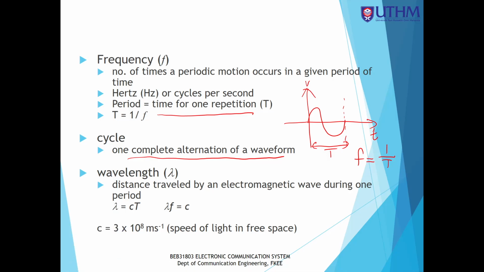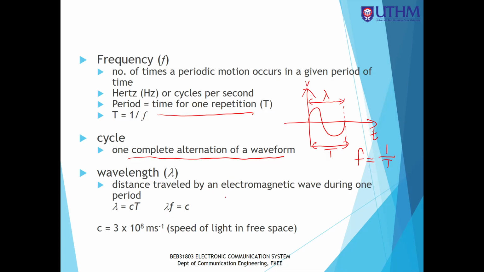Okay, untuk satu kitaran lengkap, berapakah jarak yang telah dilalui oleh gelombang ini? How far has the wave traveled in one complete cycle? Okay, so lambda is measured in meters. Okay. So lambda is equal to c times T, okay? Or you can say that lambda times f equals c.